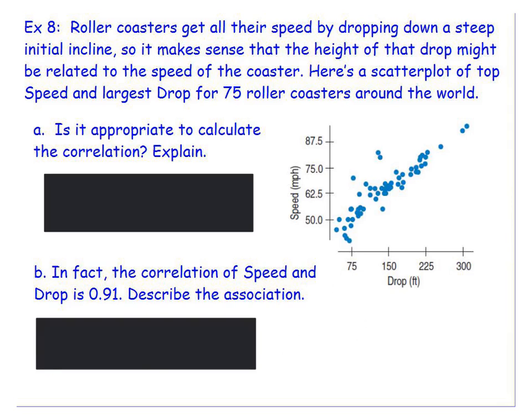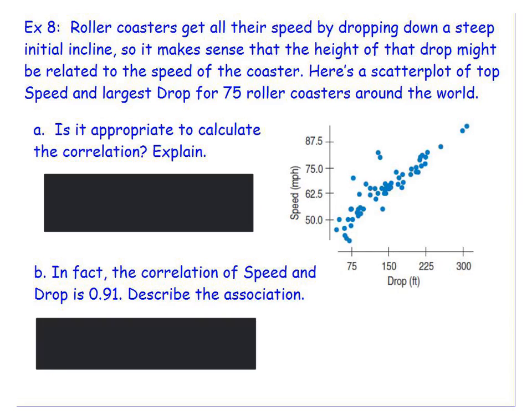Roller coasters get all their speed by dropping down a steep initial incline. So it makes sense that the height of that drop might be related to the speed of the roller coaster. Here's a scatter plot of the top speed and the largest drops for 75 roller coasters around the world. So, is it appropriate to calculate correlation here?